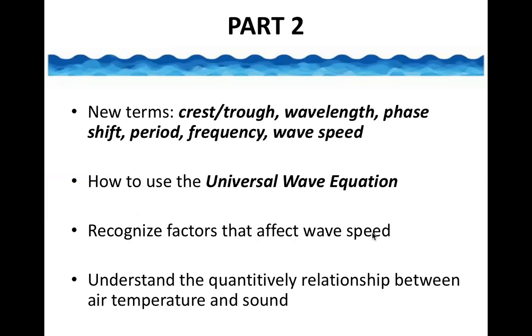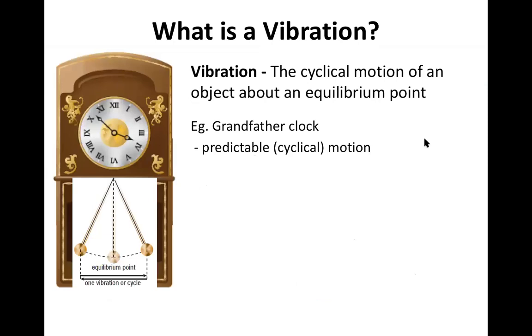Recognize factors that affect wave speed, and understand qualitative and quantitative relationships between air temperature and sound. And through that, we're going to learn these new terms: crest, trough, wavelength, phase shift, period, frequency, and wave speed. So let's get started. This unit is about sound, and sound is a wave.